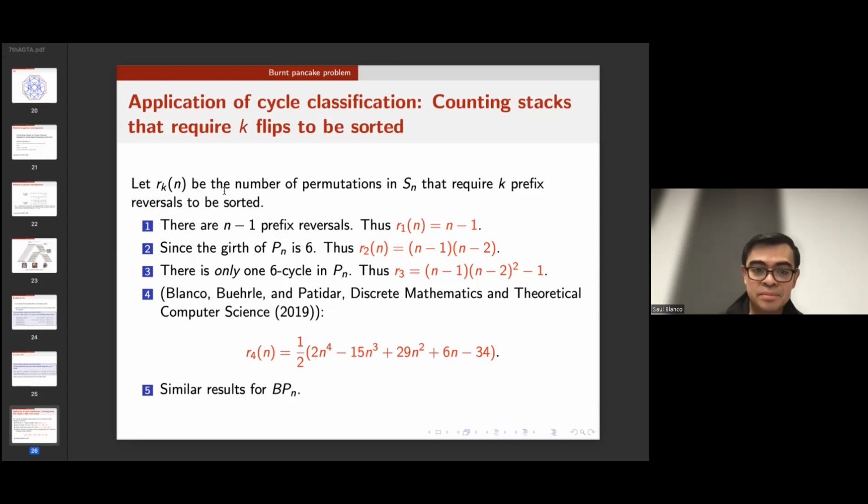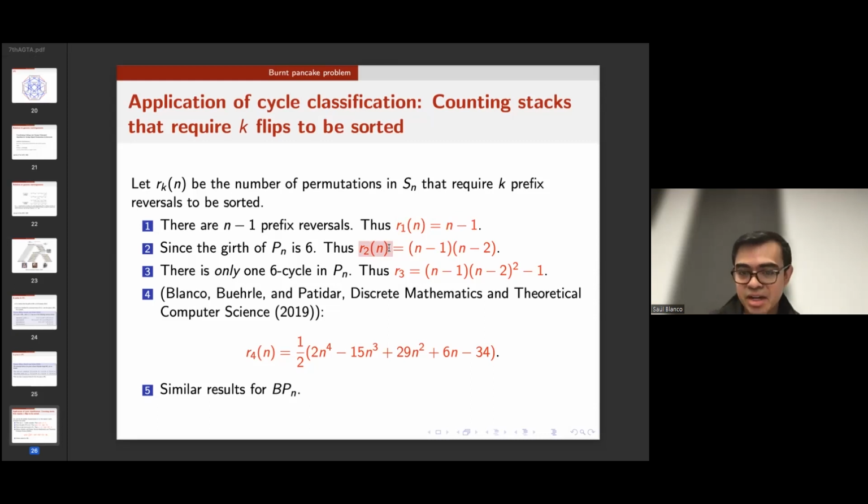How many are there? For example, I can ask: how many stacks of pancakes require exactly one flip to be sorted? The answer should be n-1, because there are only n-1 reversals, and those are the ones that are only one prefix reversal away from the identity. How about 2? How many stacks of pancakes require 2 prefix reversals to be sorted?